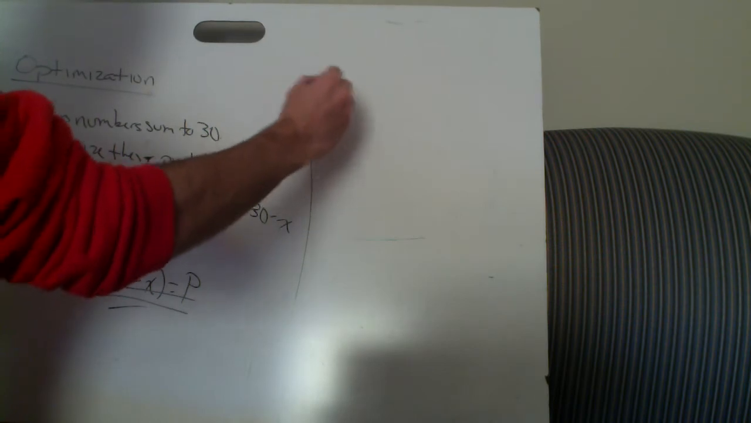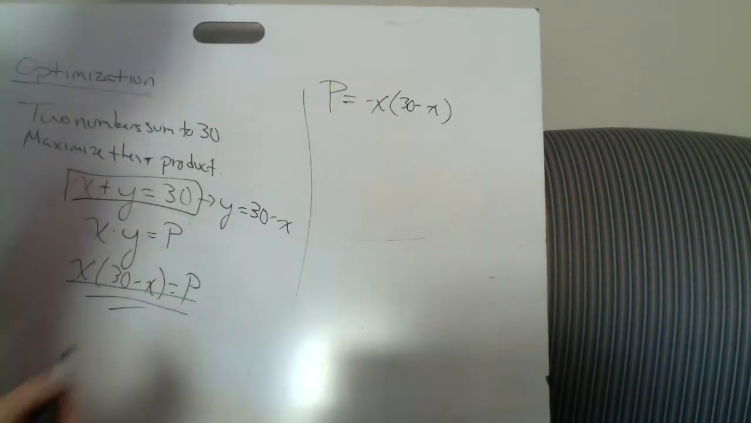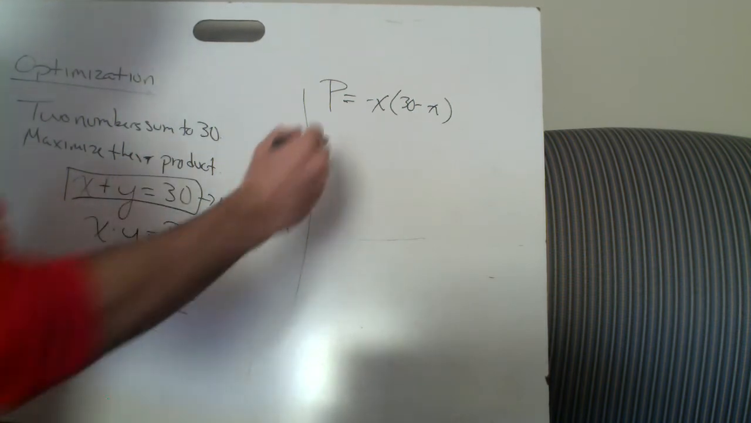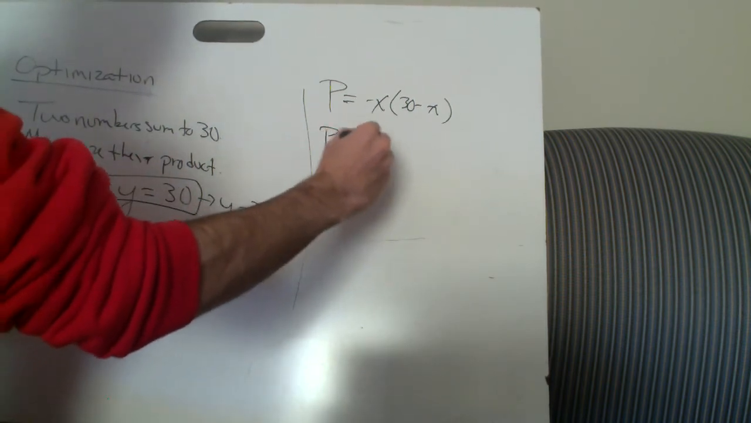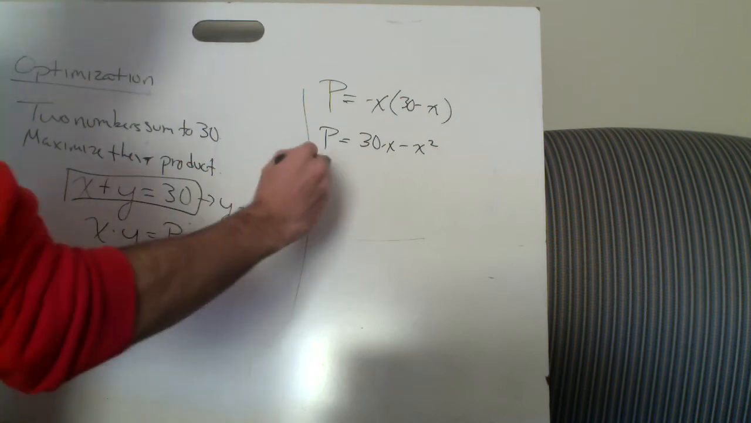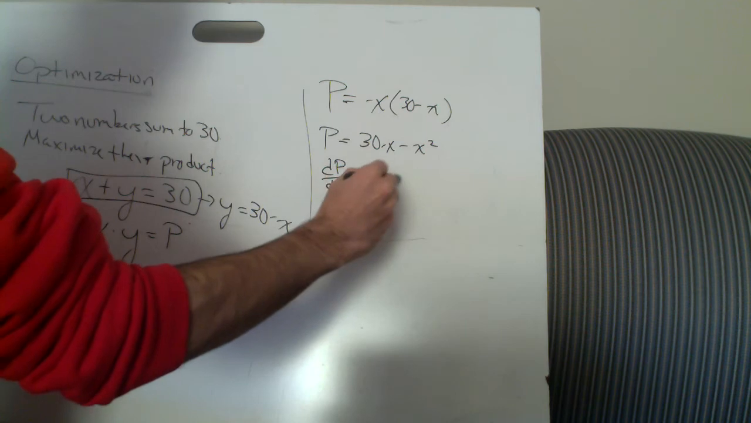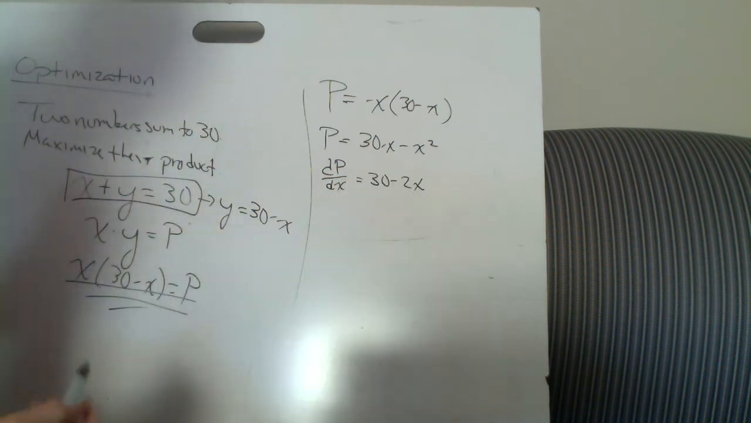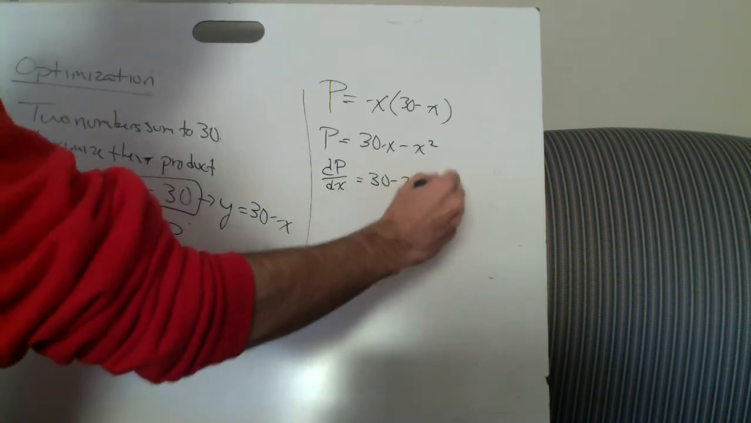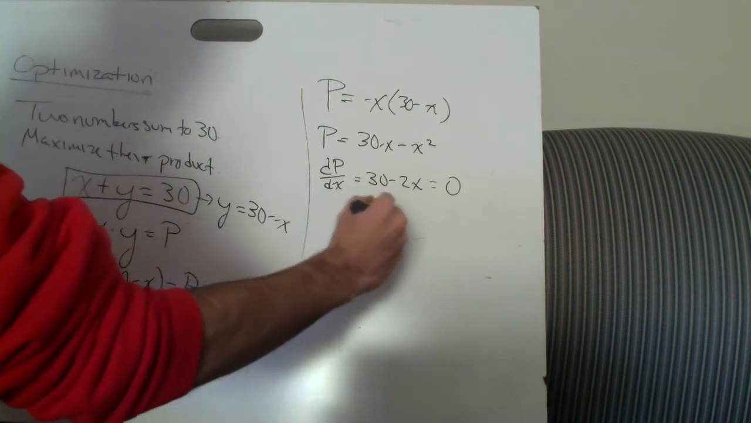We have our product equation, which is x times 30 minus x. Okay. And I'll just distribute my x's here, so p is 30x minus x squared. And then what I'll do is I'll take the derivative here. So dp/dx is equal to 30 minus 2x. And again, we're going to be setting this equal to 0 because local maxima happen when the derivative is 0, the slope of the tangent line is 0. Solving this for x gives me x is 15.